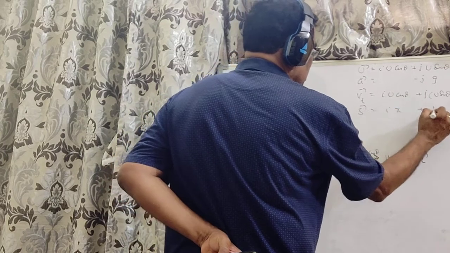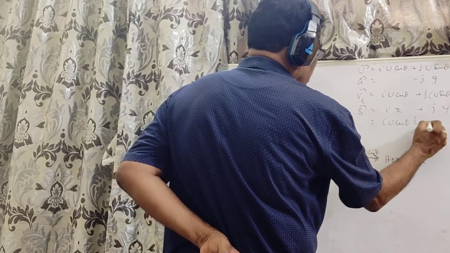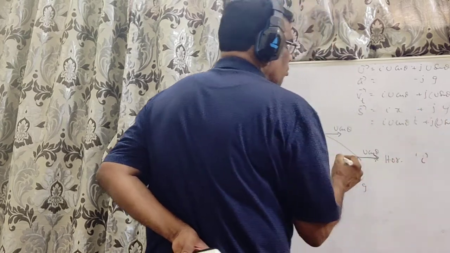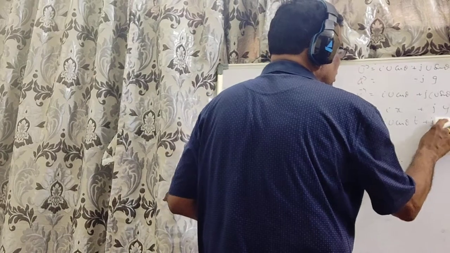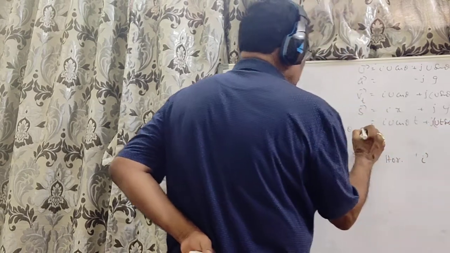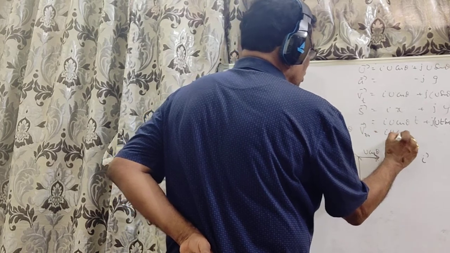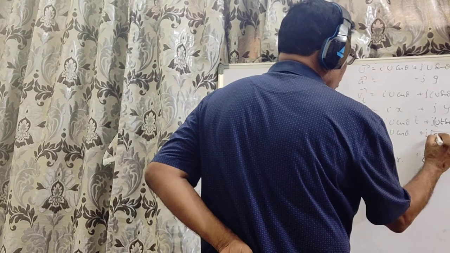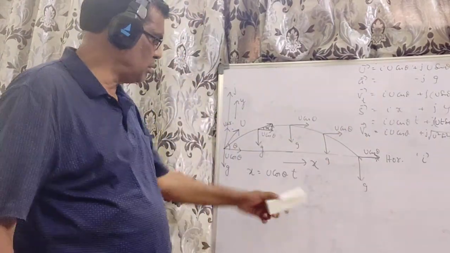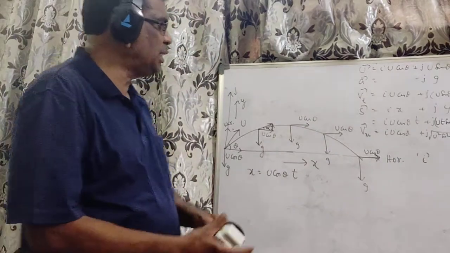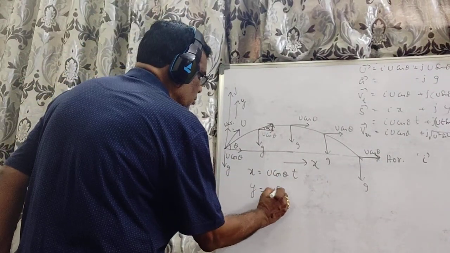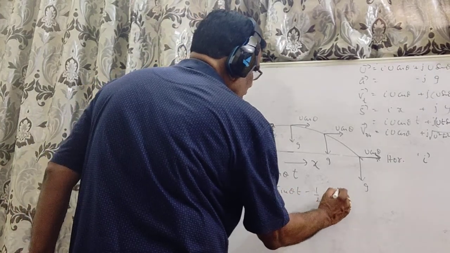s is equal to i x plus j y, or i u cos theta t plus j (u sin theta t minus half g t square). Similarly, v squared is i u cos theta plus j (u square sin square theta minus 2 g y). Now this I have already written down a little while ago, you could go through that. Same thing. Only thing I am now trying to do is that this x is written as u cos theta t. And then y is equal to u sin theta t minus half g t square.